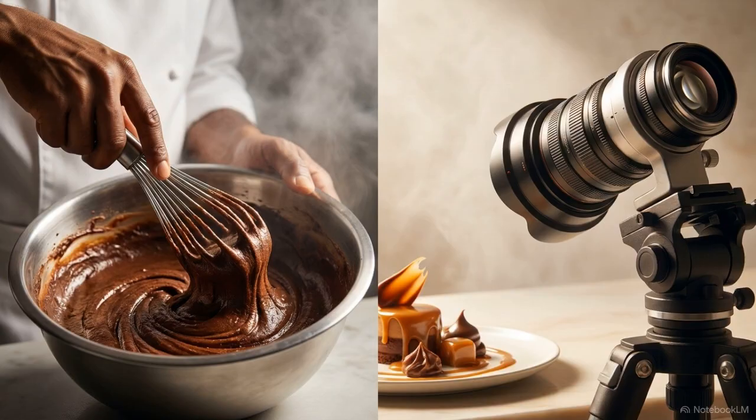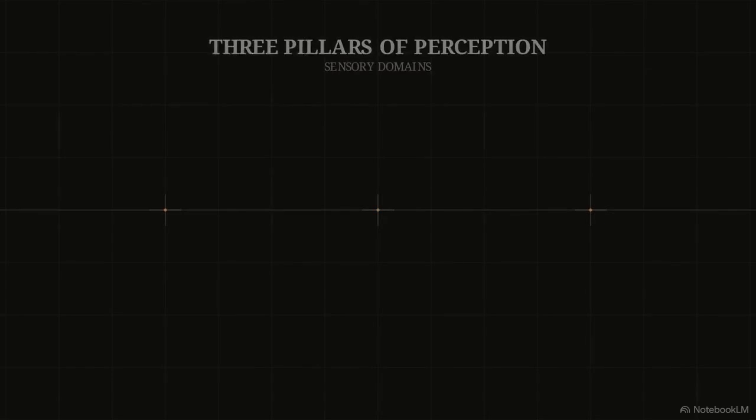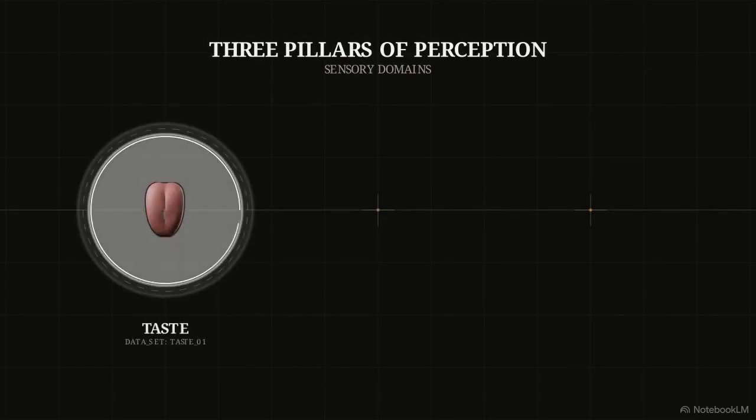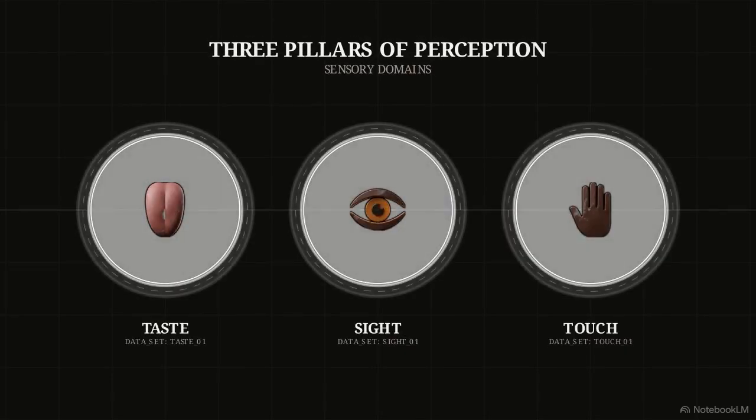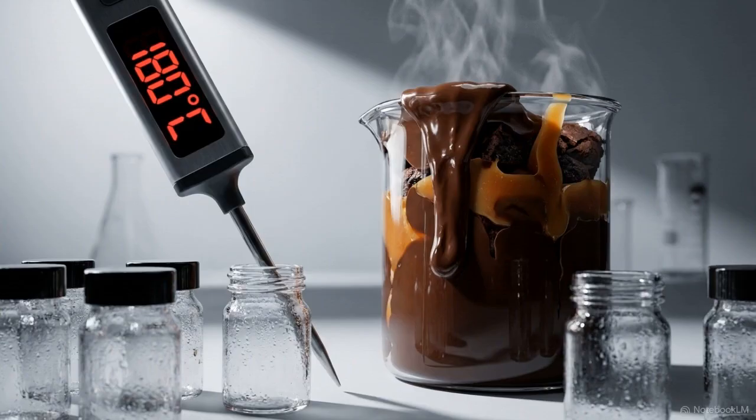Replicating that gooey, rich experience, whether translating it from a recipe or capturing it for a lens, requires navigating a very narrow margin of physics and chemistry. The ideal brownie relies on hacking the three main pillars of human perception: taste, sight, and touch. Achieving this specific texture is a process of sensory engineering. Every environmental variable must be strictly managed to stabilize an otherwise fragile chemical structure.